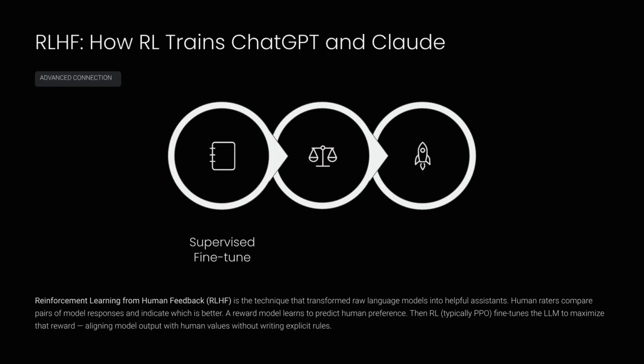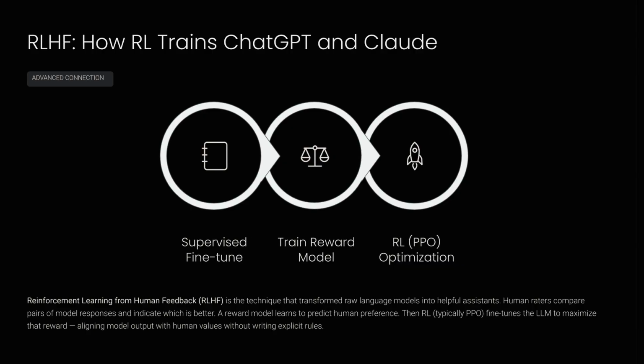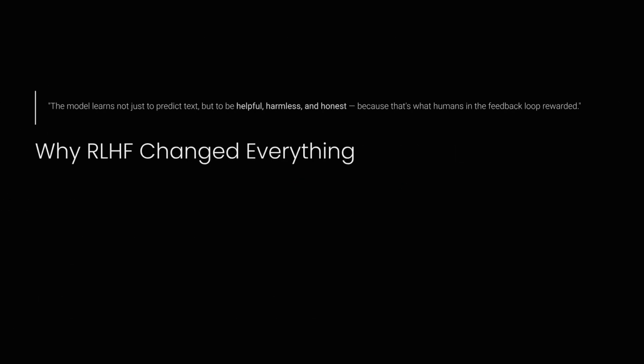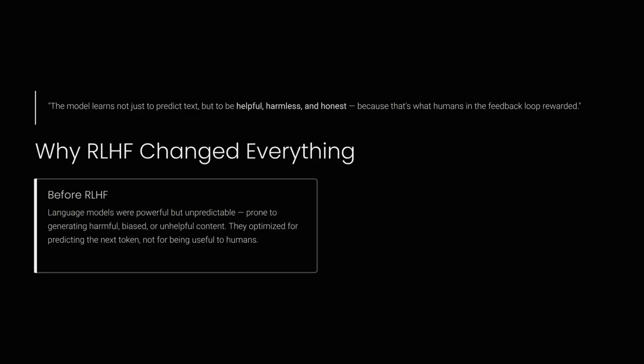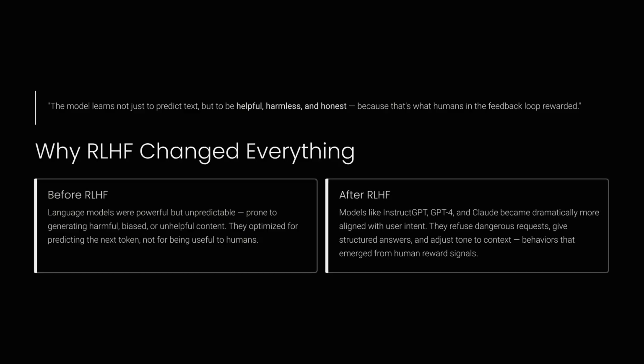Reinforcement learning from human feedback, or RLHF, is the advanced technique that fine-tuned language models like ChatGPT. It uses human preferences to train a reward model, which then optimizes the language model to align with human values. RLHF changed everything by making language models helpful, harmless, and honest, moving beyond mere next token prediction to alignment with human intent. This alignment is critical for modern conversational AI.